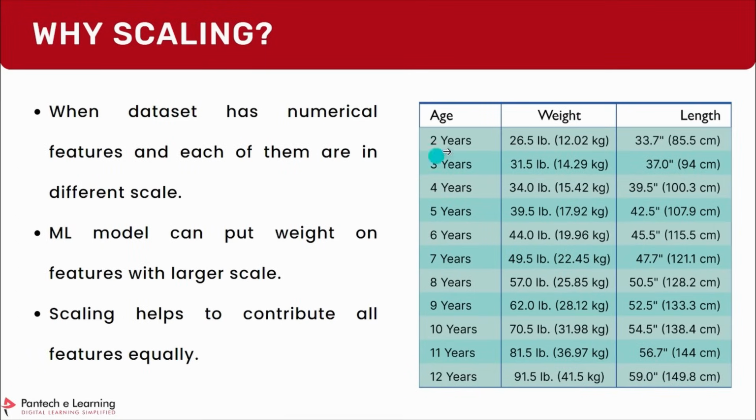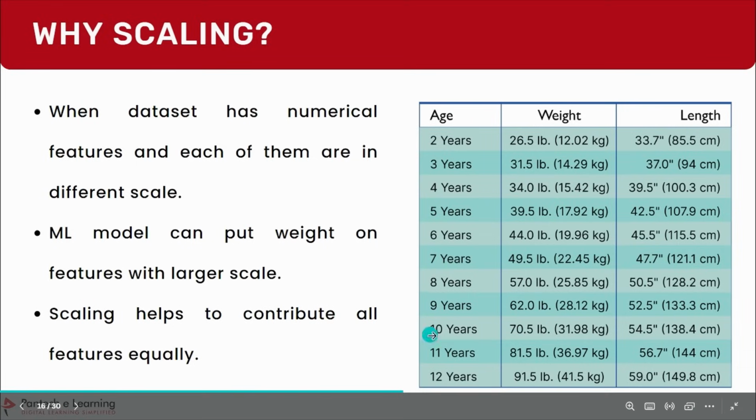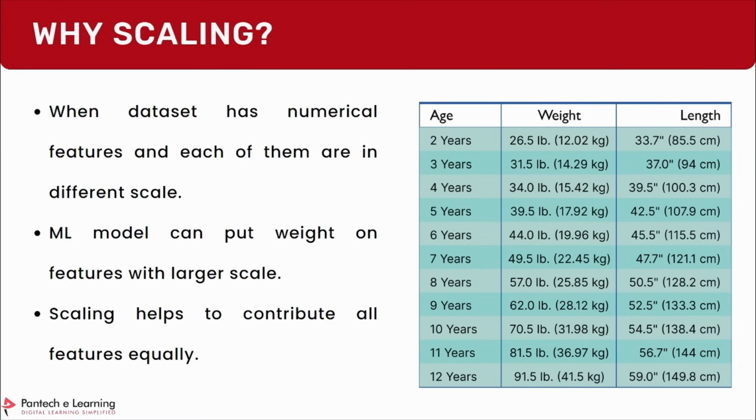So talking about this, consider this example. We are having an age column, a weight column and a length column. When you talk about the age column, the age values start here with 1-digit values, and it has 2-digit values. Maximum you can go with 2-digit nowadays. You can rarely have a 3-digit value. That's it, fine.